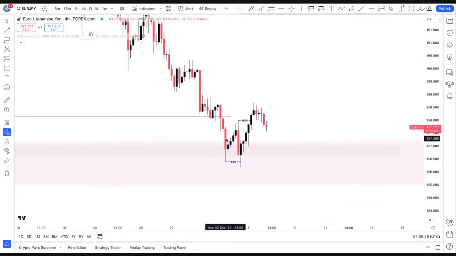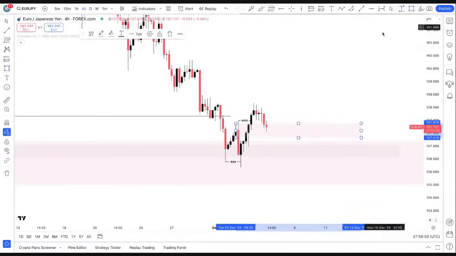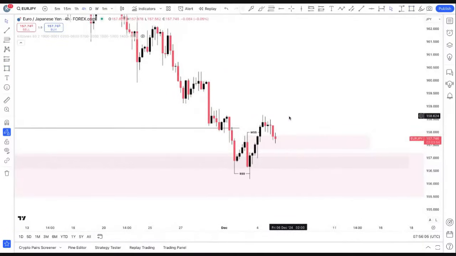Now, I want to ask you guys a question. What is this institutional reference point called? It's a mitigation block, right? Is that a mitigation block? I want to see who has been following the smart money concept correctly. Breaker block. Beautiful. Is that really a breaker block? Who has another opinion?